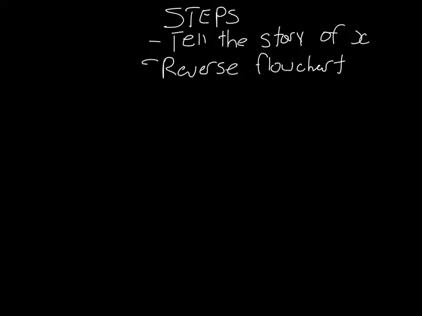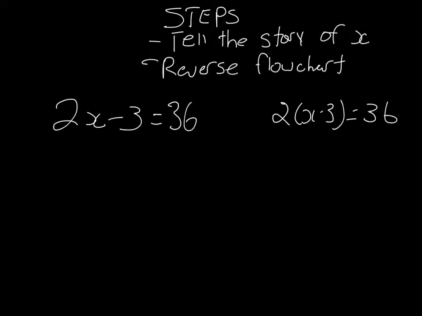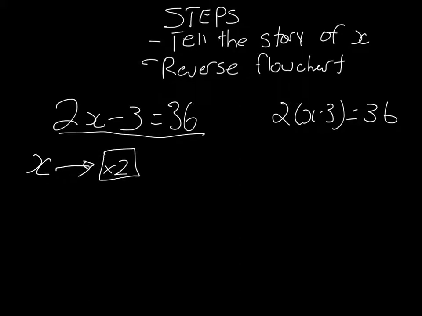So let's look at two similar examples of equations. The first thing we're going to do to solve each of these equations is tell the story of what happened to x. So let's look at this one here. 2x minus 3 equals 36, okay? So you've just got to say what happened to x. So x, this wonderful guy, decided he was not big and strong enough, so he decided to get bigger. So he took some steroids and he doubled in size.